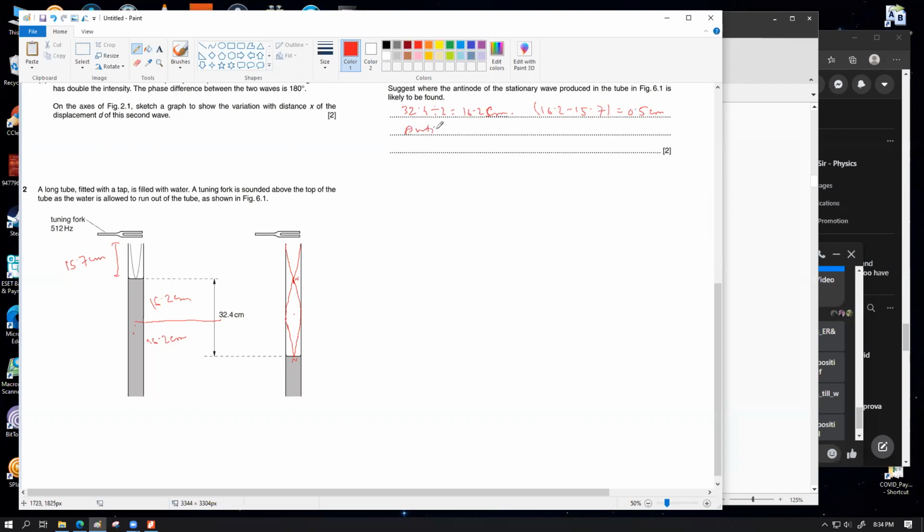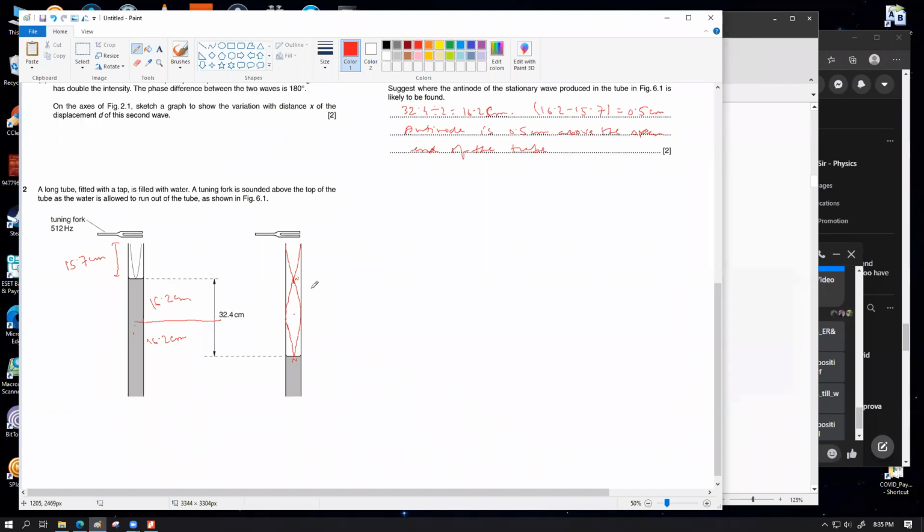antinode is 0.5 centimeter above the open end of the tube. I'm using the simple term tube.